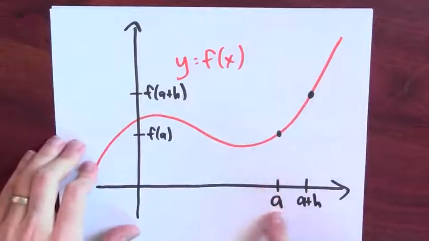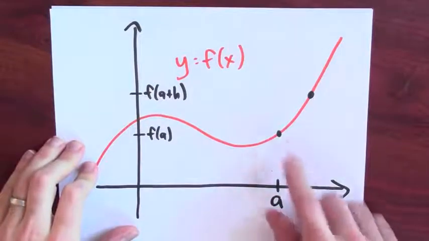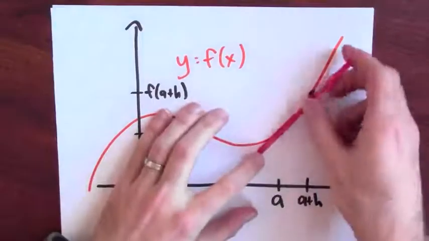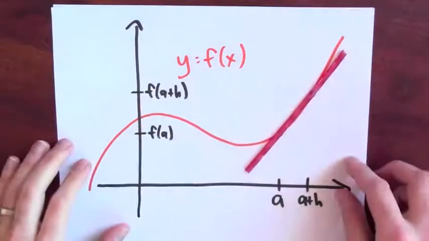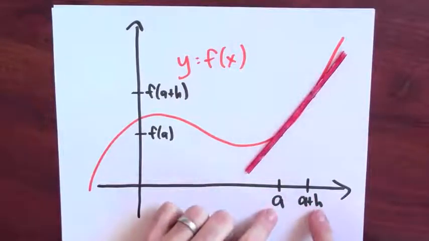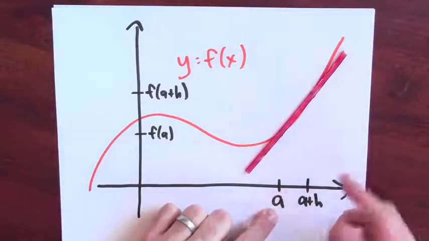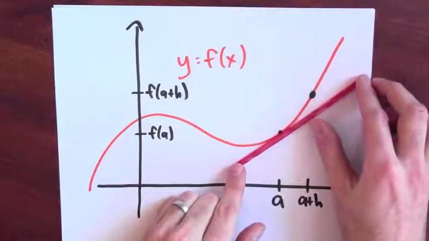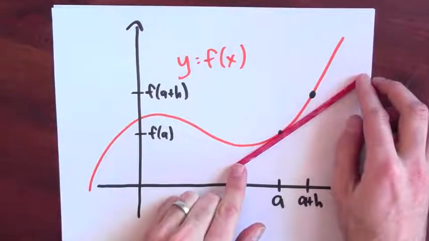So here I've got an input A and an input A plus h, and here are the corresponding points in the graph of the function. I'm going to put a secant line through those points. What I want to know is what's the slope of that secant line, because I'm going to take the limit as this A plus h point is moved closer to A, as h goes to 0 in other words, and that'll make this secant line move closer and closer to the tangent line to the curve.